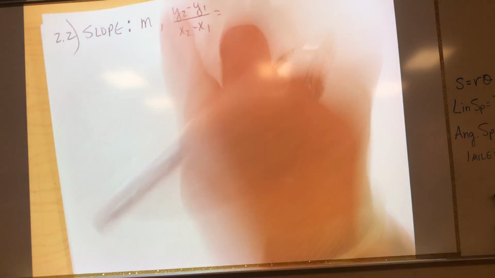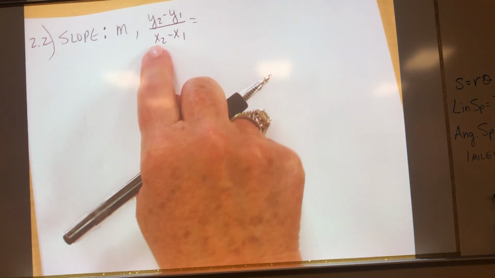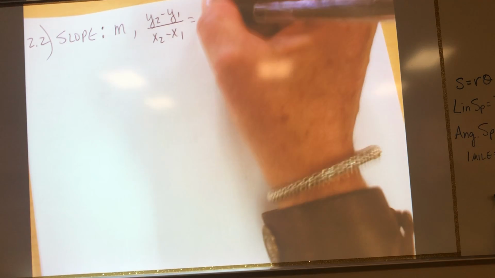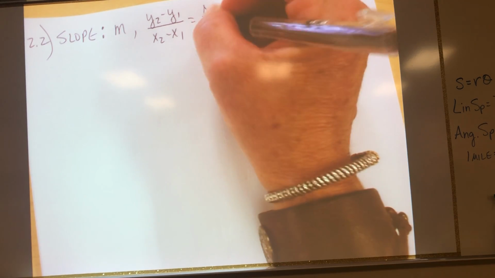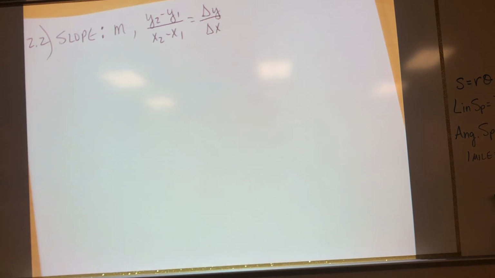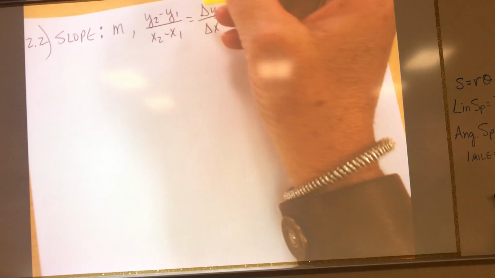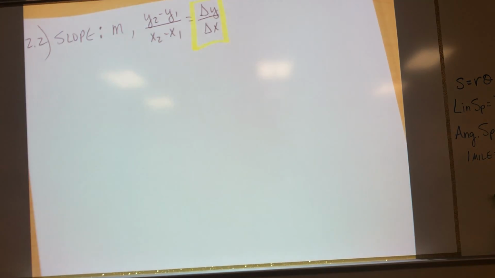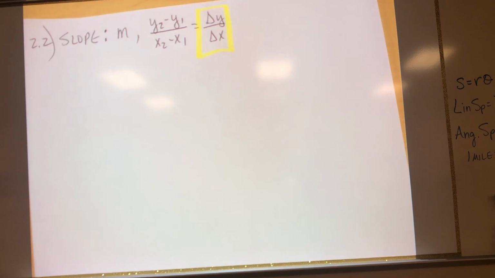Okay? I'm not gonna use that formula. I mean, I am gonna use this formula, but I'm not gonna call it that. That's way too much for me. I'm just gonna call it delta y over delta x. I'm okay with that. What does delta mean? The change. Delta means the change in y over the change in x. Okay? So how do you find the change in something?